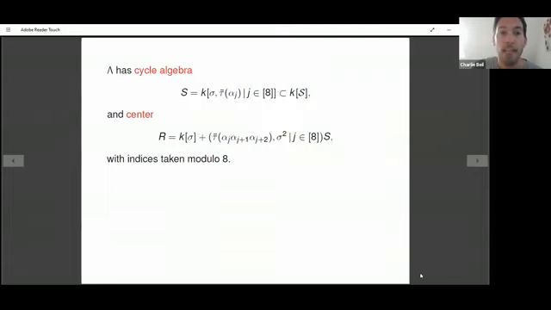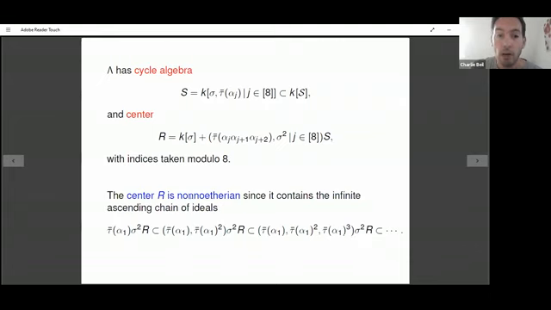Okay, lambda has cycle algebra given by this right here. So it's generated by sigma, the tau bar images of these cycles around the edges of the polygon, and the center, which looks like this. So again, this is K adjoined sigma plus some ideal in S. So it looks like the rings we considered when we talked about the non-Noetherian geometry. The center R is non-Noetherian since it contains the infinite ascending chain of ideals shown here.